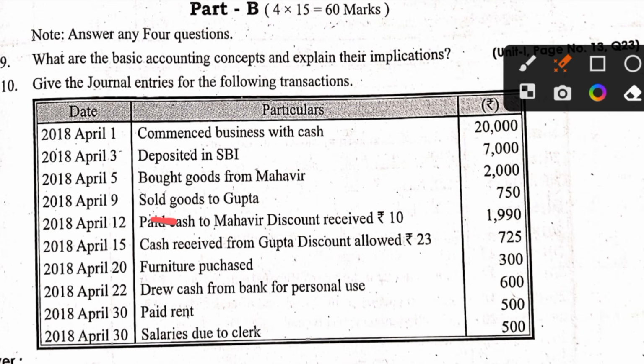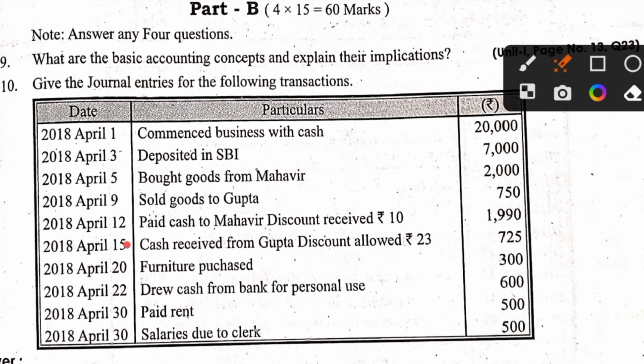Next, sold goods to Gupta. Gupta is a personal account. We are selling goods to Gupta. So Gupta is a receiver or a giver? He is a receiver. Okay. So what will be the transaction? Gupta account debit to sales account. Okay. We are selling, for that purpose only he is receiving. Now next, paid cash to Mahavir, discount received 10 rupees.